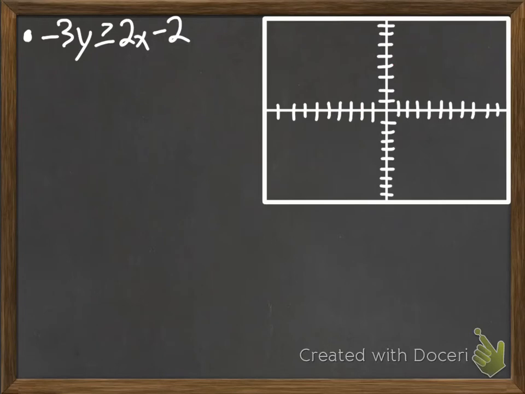So, here's one for you to try on your own. Now you'll notice that it's not in slope-intercept form, so you're going to have to put it in slope-intercept form. But go ahead, do that, and then follow the steps that you saw in the previous example. So go ahead, pause the video and try that with your group now.